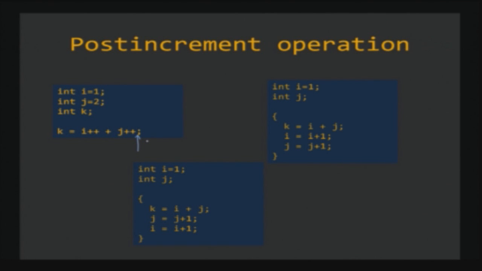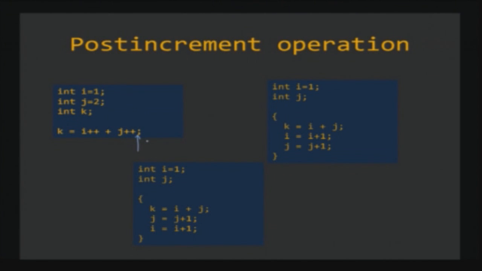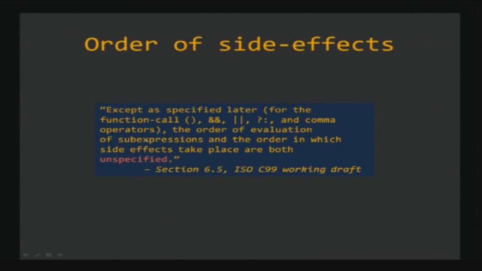And the answer is that the C standard does not say. It leaves it deliberately unspecified, so that the compiler can do what it wants. So, here is the second subtlety in this whole business.